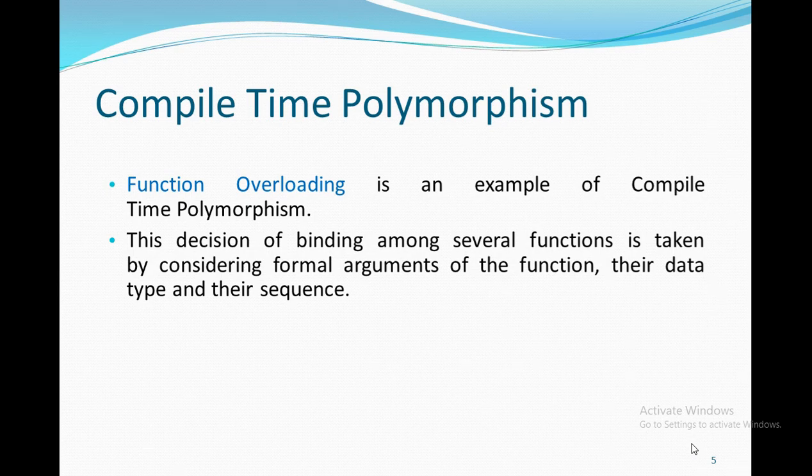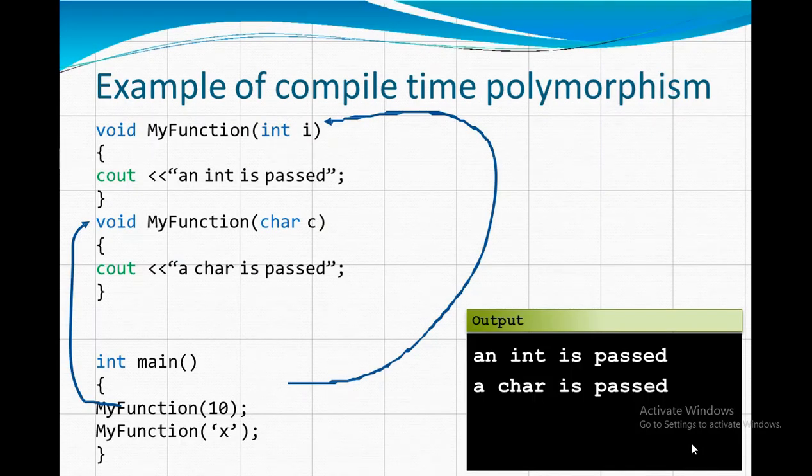The decision of binding among several functions is taken by considering the formal arguments of the function, their data types, and also their sequence. If the name is the same and the signature is different, then it is called function overloading. And if the function name is the same and the signature is also the same, then it is called function overriding. So we will focus on function overloading.